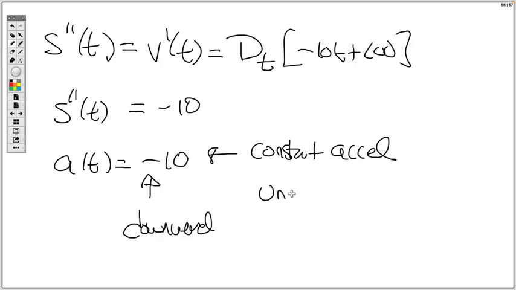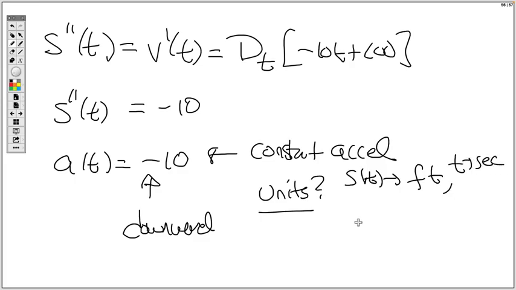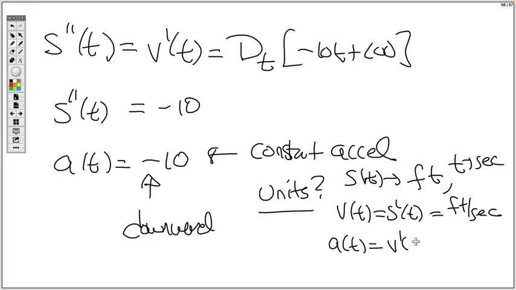What would the units be? So s of t is measured in feet, right? T is measured in seconds. So the first derivative, the velocity, that's a rate of change of position. So that'd be feet per what? Per second. Acceleration, that's the first derivative of velocity. So that's going to be what? Feet per second per what? Second. You follow?